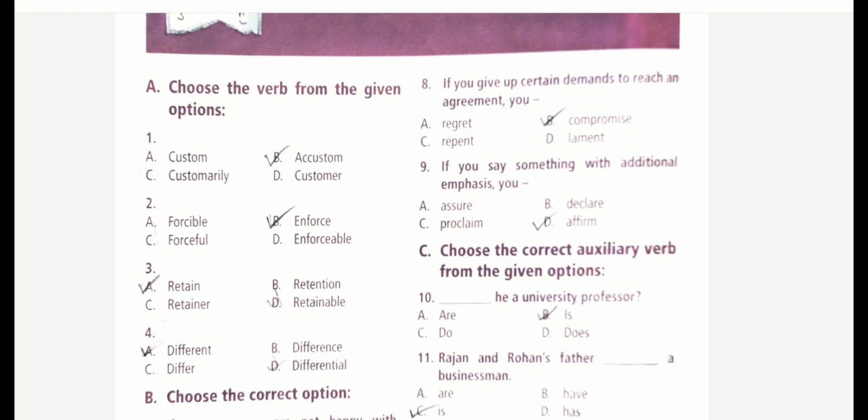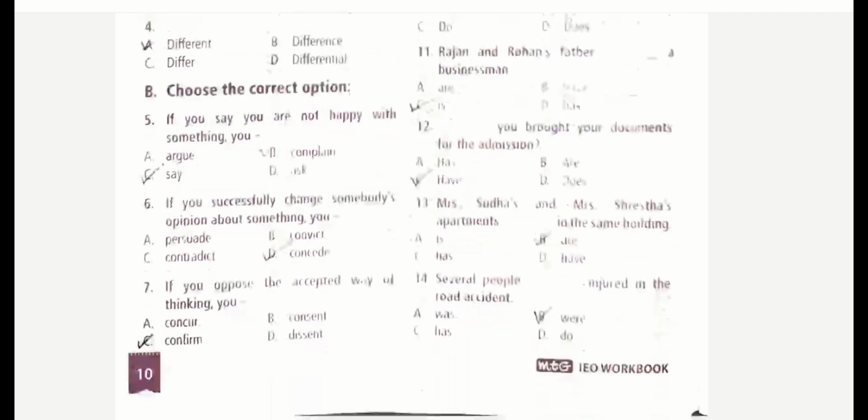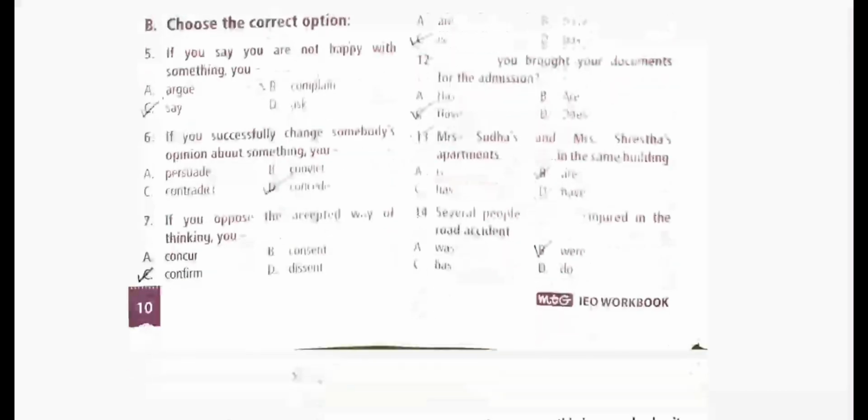So you understood the meaning of all the questions of section A. Hope it is clear. If not, you can mention it in the comment box. Okay, let's go to section B. Choose the correct option. Here you have to choose the correct option with the given words.